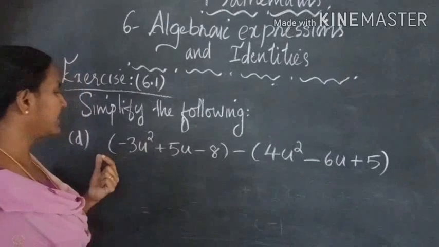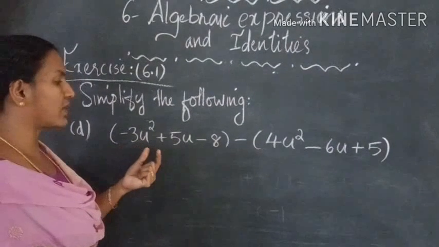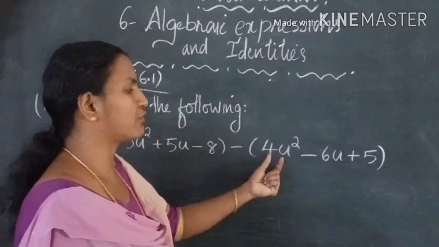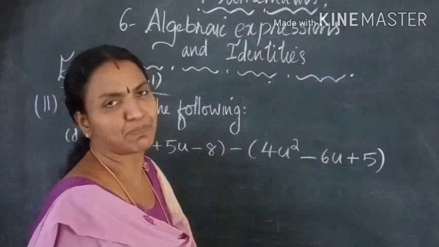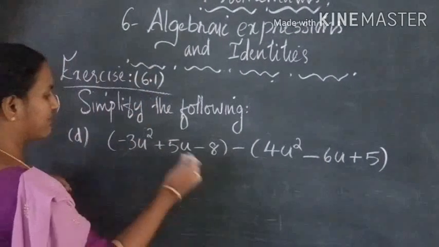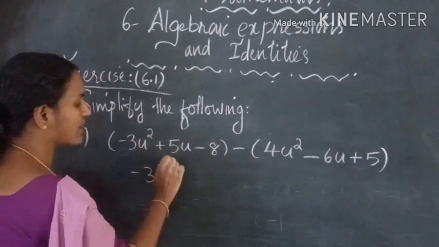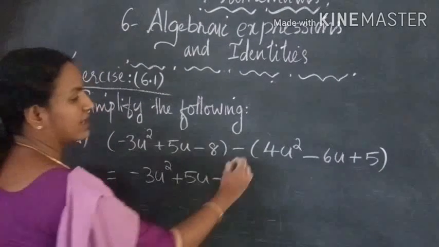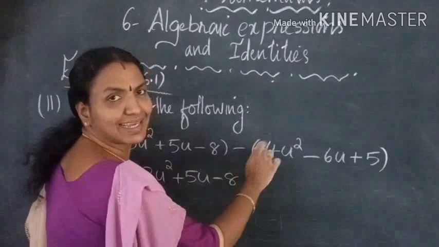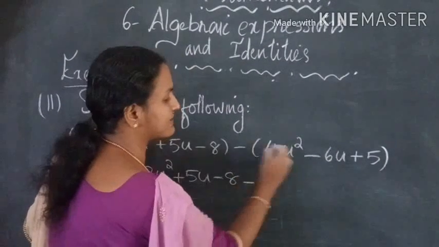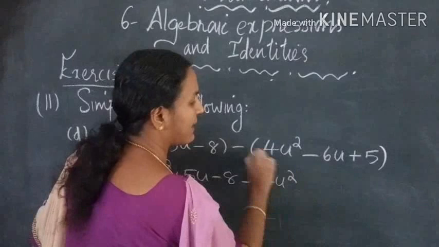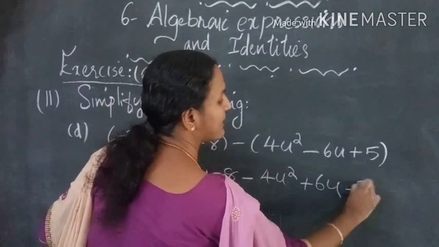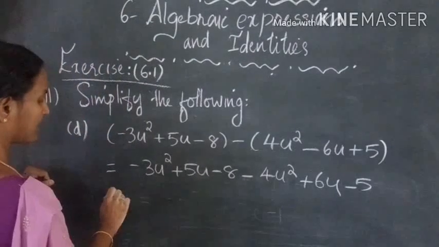Next, option D. Minus 3u square plus 5u minus 8 minus of 4u square minus 6u plus 5. We simplify. Removing the brackets means changing the signs. So minus 4u square, minus into minus plus 6u, minus into plus minus 5.